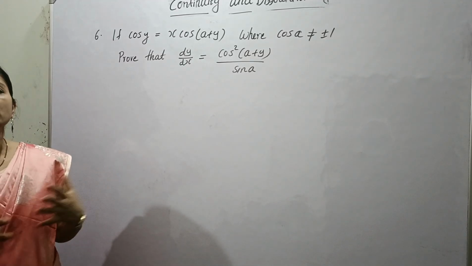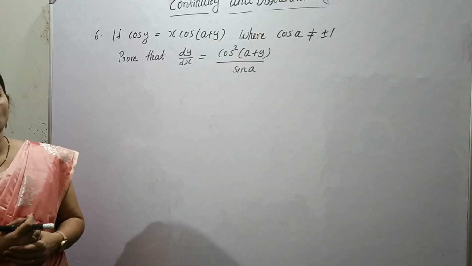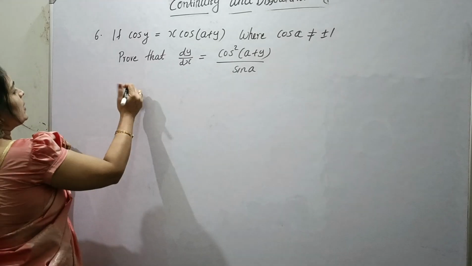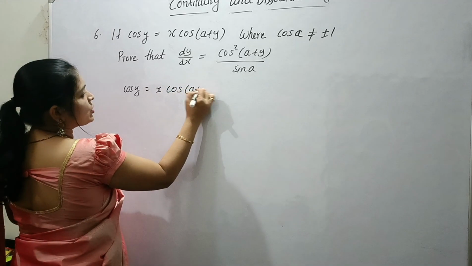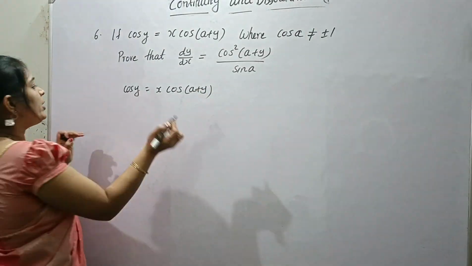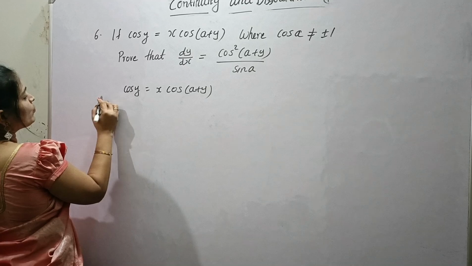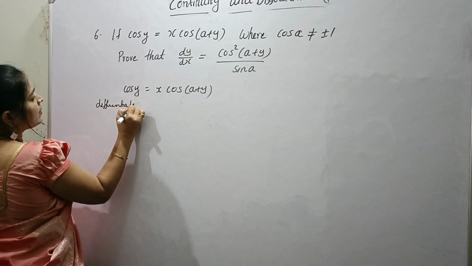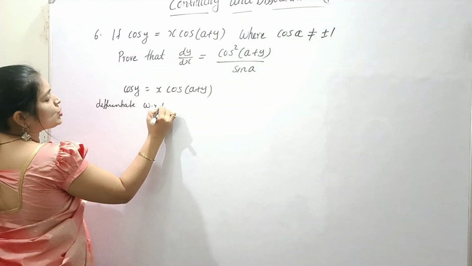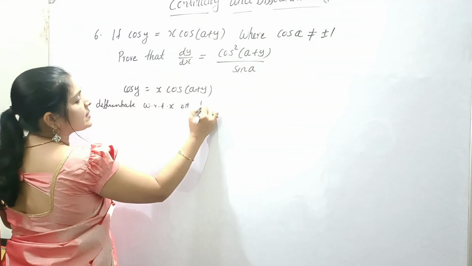Very simple, differentiate with respect to x both sides, okay? So here given function cos y is equal to x into cos of a plus y. Okay. Differentiate with respect to x on both sides.